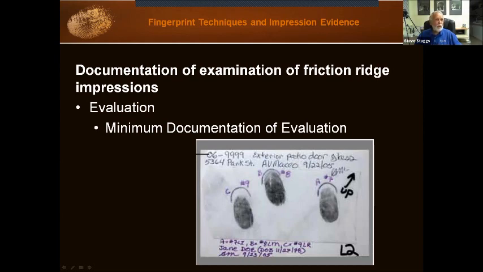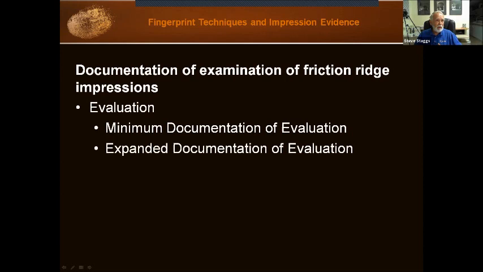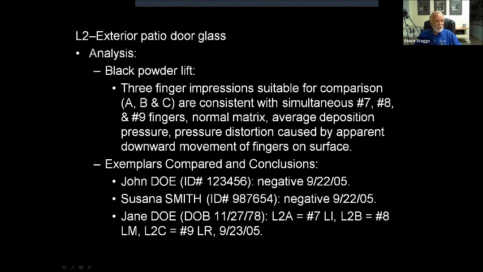Okay, so you could do all that on the card, or if you're going to do an expanded documentation of the evaluation, you're going to go into more detail. So if it was that same fingerprint that we're talking about, it might look like this. L2 exterior patio glass, door glass. Analysis, black powder lift. 3 finger impressions suitable for comparison ABC are consistent with 7, 8, and 9, normal matrix, average, okay.